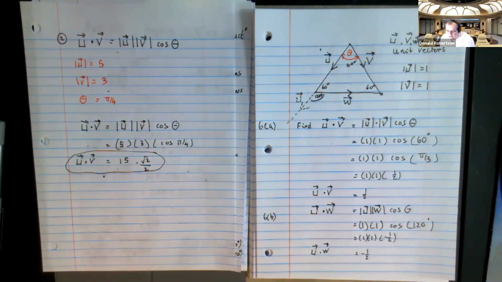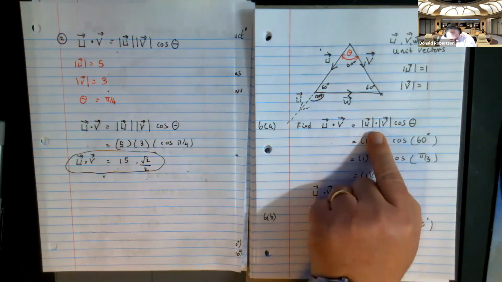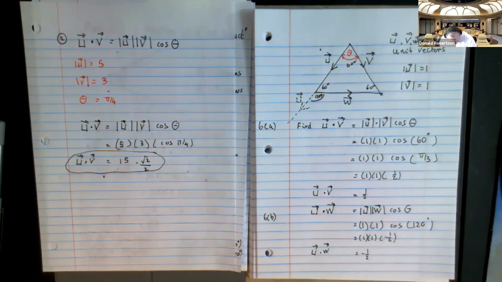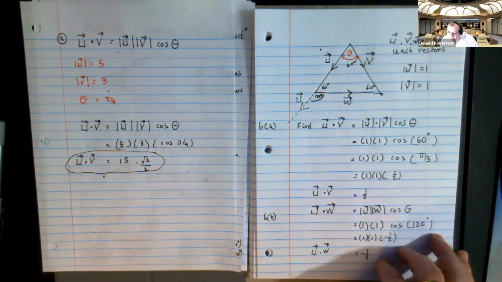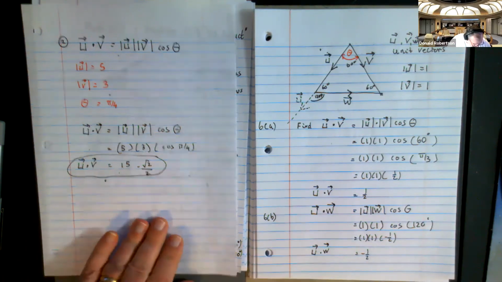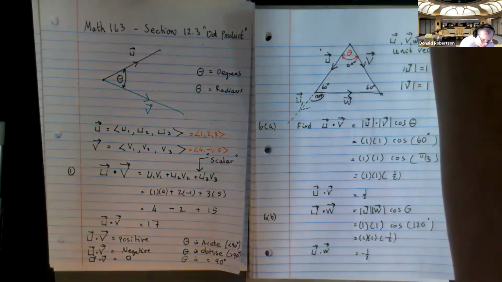So right now we are just finding dot products, right? And this particular one is using the formula magnitude of U times magnitude of V cosine theta, or in this case U and W, but same formula. So far, so good.